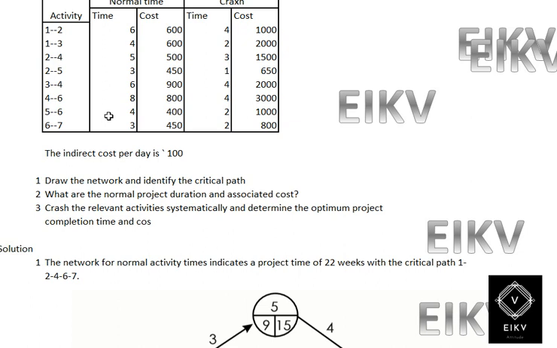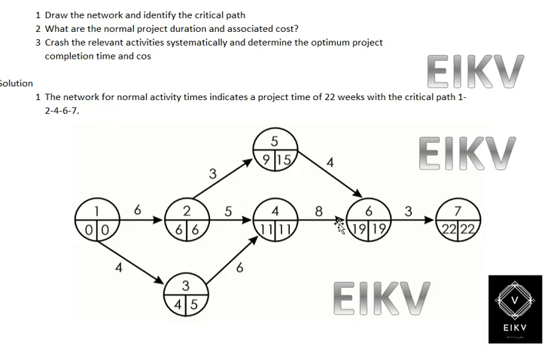Then we have 5 to 6 and 6 to 7. So 5 to 6 it's 4 and 6 to 7 it's 3. After that you need to write the early start time. So the early start time is nothing but by adding the duration of each activity.